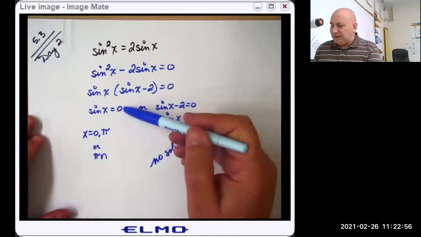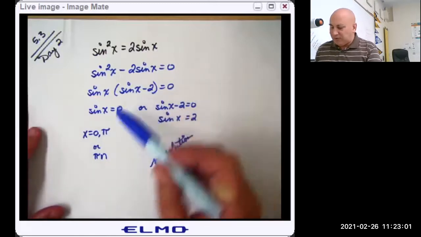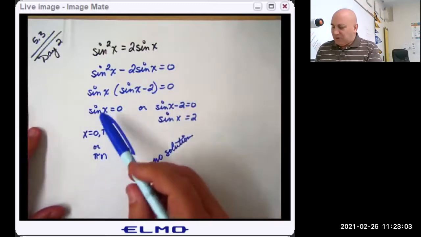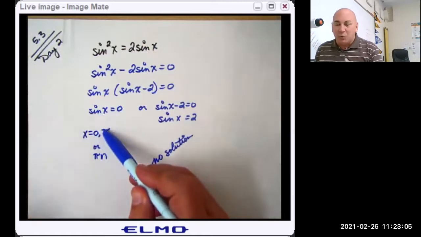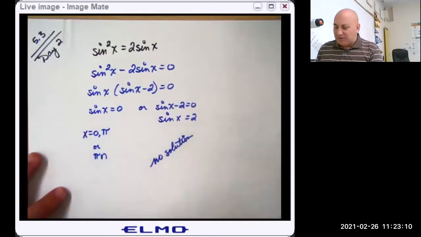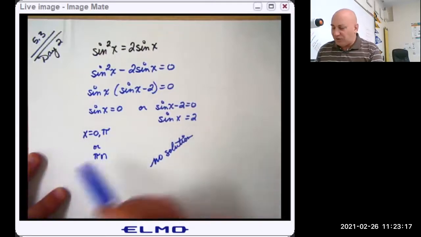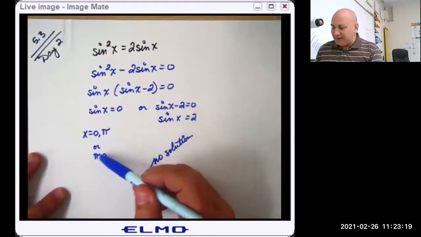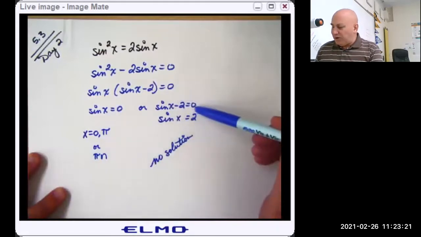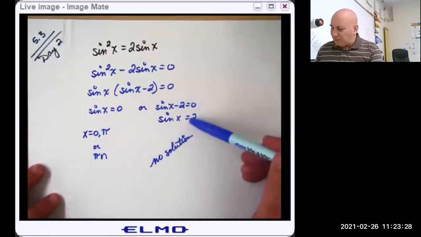Well, where does sine x equal 0? Well, if we're doing 1 revolution, well, actually, this would be all real solutions here. 0 and pi in one revolution, or you could just say pi times n, because this would be all real solutions in radian form. So as long as n is an integer, the sine of pi times n will be 0. Over here, we get sine of x equals 2. Well, we know the sine of x is never greater than 1, so there's no solution to this one.